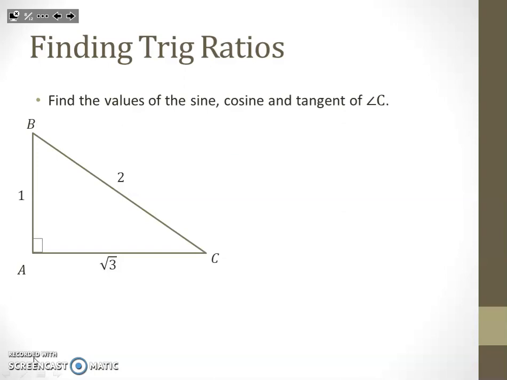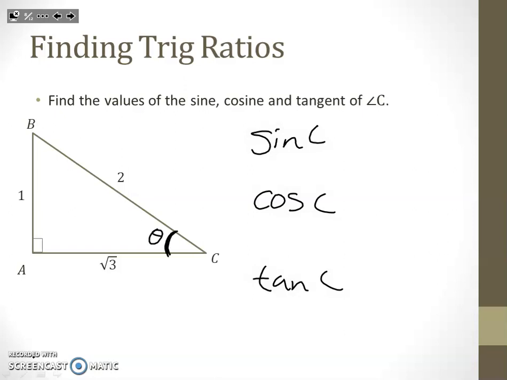Okay? We've got a different one here, a different triangle. Now they've told us to find the values of sine, cosine, and tangent of angle C. So sine of C, cosine of C, tangent of C. Okay? Identify my reference angle. That's angle C there. Okay?